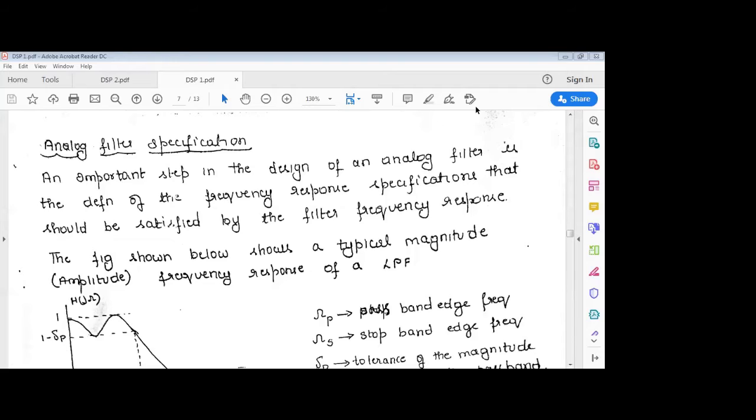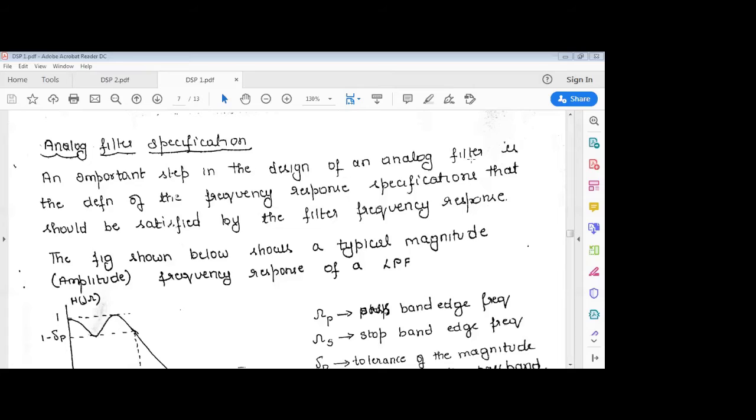And in the Butterworth filter, the transition region is wider compared with the Chebyshev filter. Okay, and for the given specifications, we will try to design a Butterworth filter. We will design an analog filter first, then we can see the design of the Chebyshev filter.